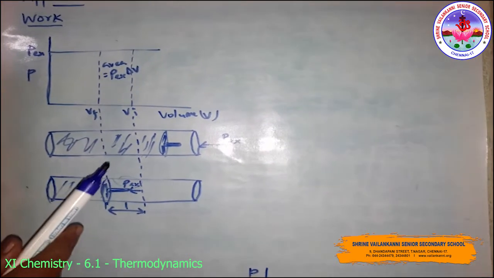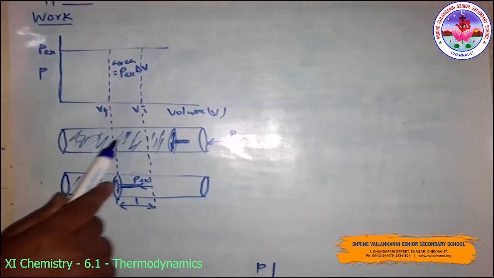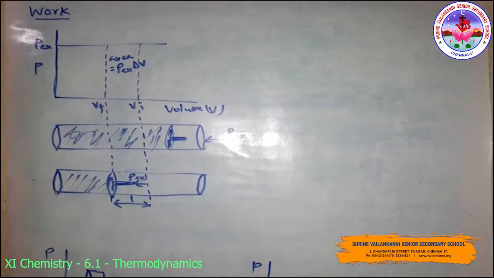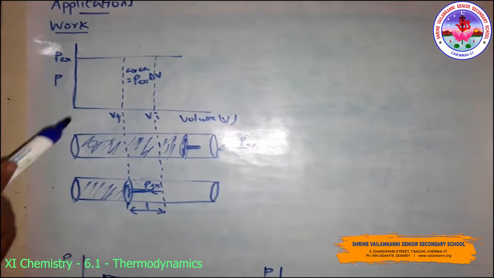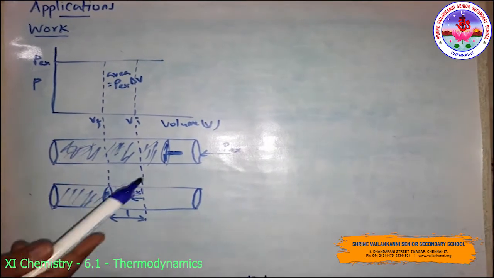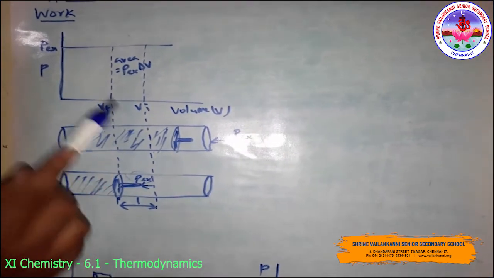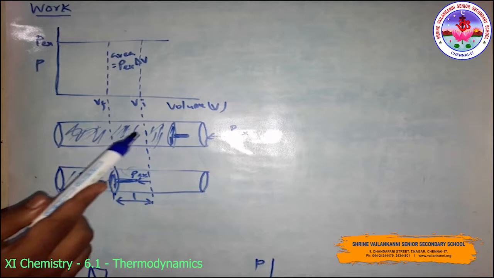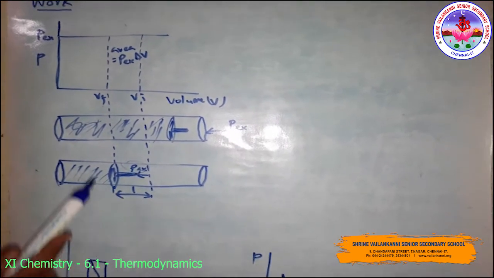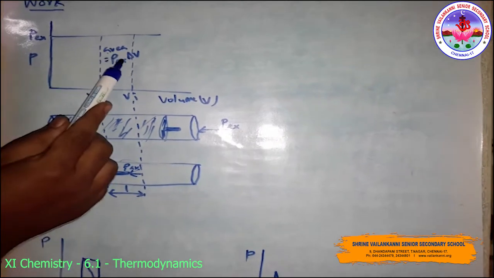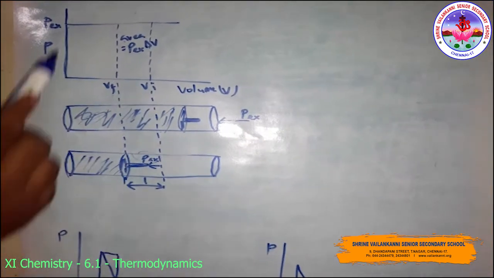The P external times delta V is the shaded area. This is in a single step. See here, the change is achieved in a single step and the final volume is Vf. During this compression, suppose the piston moves a distance L, and the area of cross section of the piston is A. So this is the diagram.